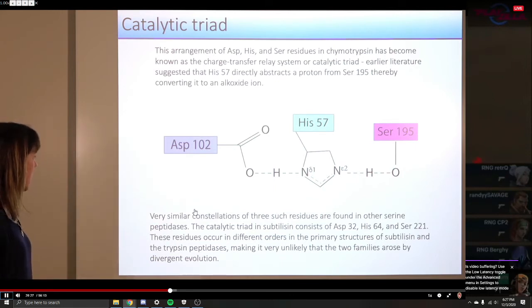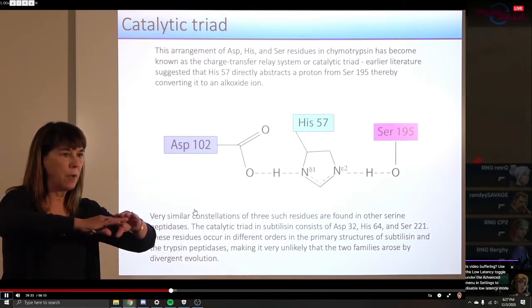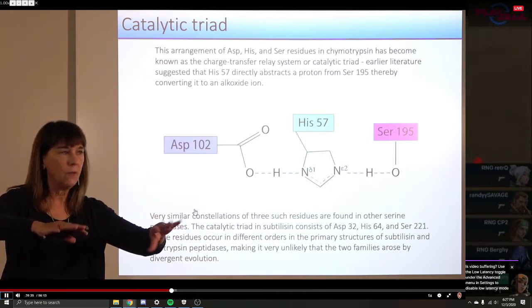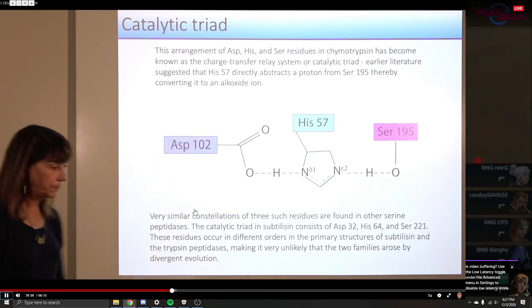Now, what's stunning is that if you look at the serine proteases, they have this catalytic triad, and if you line them up, they align perfectly, even though the three-dimensional structures are completely different.